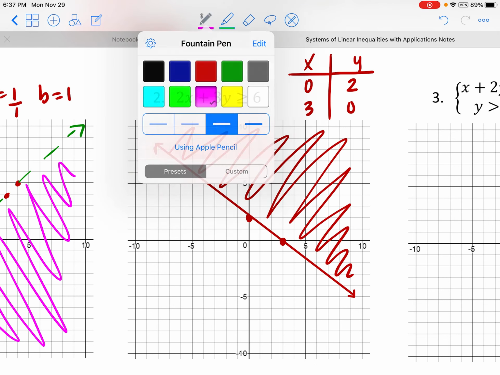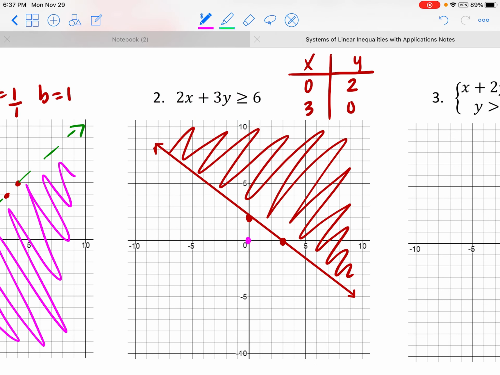Now this time notice that 0, 0 is not in my solution region, which means if I was to plug in 0, 0, I should end up with a false statement, so I'm just going to verify.